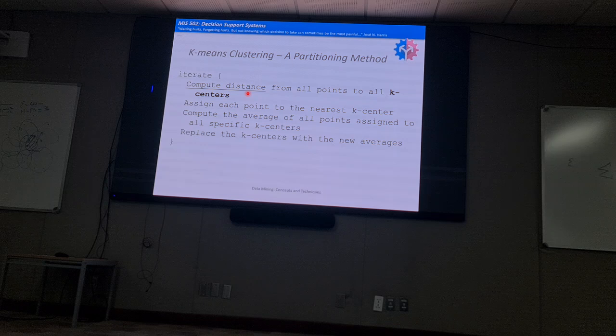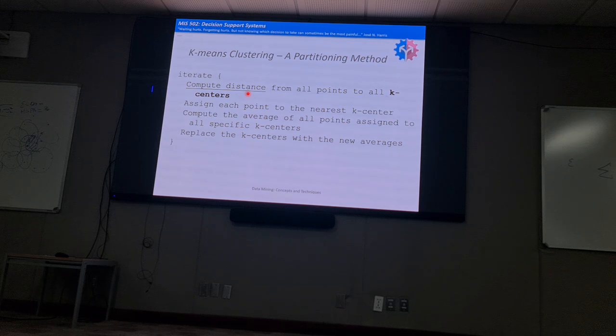How do you compute distance? By using Euclidean distance. And the distance has to be taken between every data point and these k centers, which are picked randomly. Then assign each point to the nearest k center, meaning these are the two centers and this is the point. I measured the distance to each. This distance turned out to be 5, this distance turned out to be 7. So what does this second line tell you? Assign to the nearest. So I say, this point belongs to this cluster.